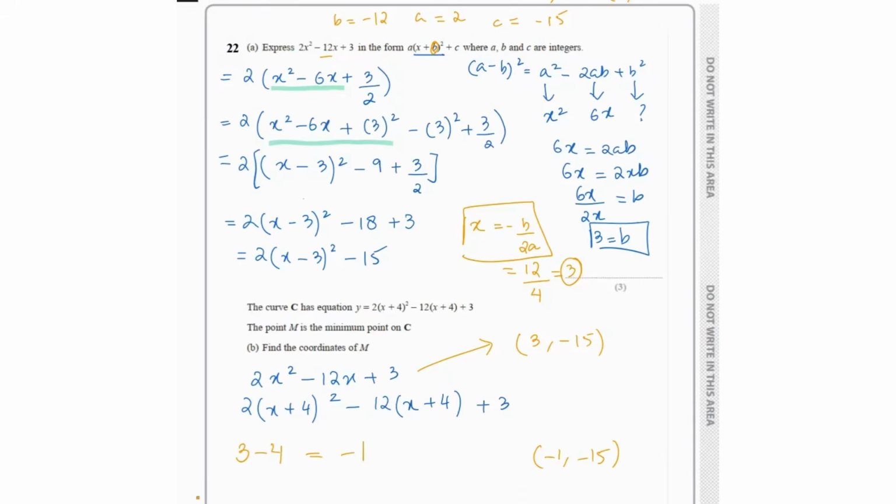Once again, for this, remember that if something is being directly added to x, that means you're moving to the left side. If something is being subtracted from x, you're going to the right side. It's your horizontal translation. If something is being added or subtracted to the function, you're moving up or down. This is a part of transformation of graphs.